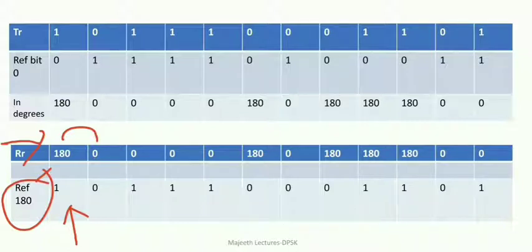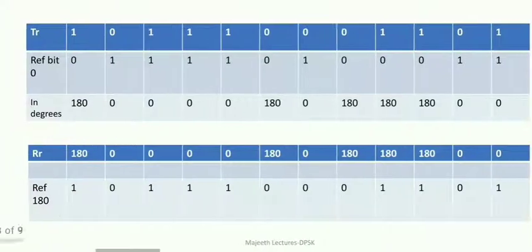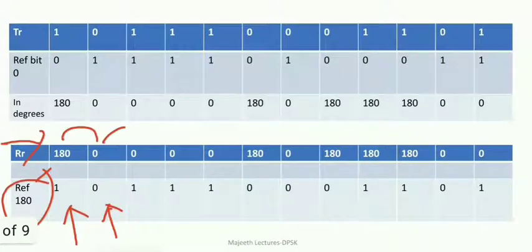Next, you compare these two. This is 180 degrees, this is 0 degrees. There is a phase difference, so you put 0. Again, you compare the next two. Here you see 0 0, there is no phase difference, so 1.